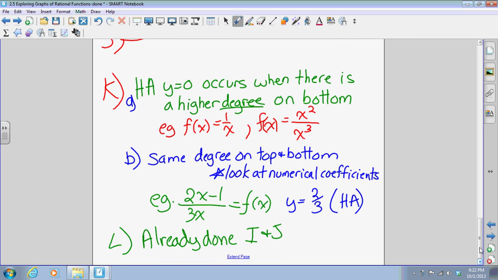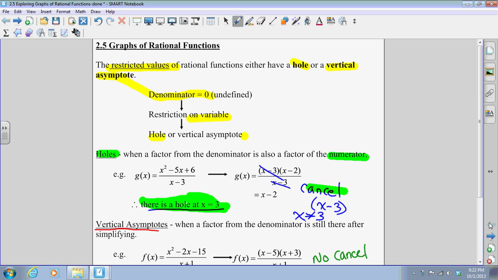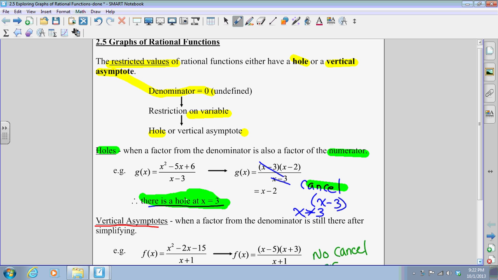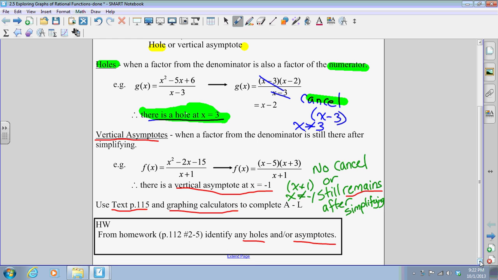Here ends, ladies and gentlemen, our lesson for 2.5. Again, I'll restate the homework. Page 112. Sorry, my page is not going down there. Keep going, keep going. Please stay with me. Thank you. For homework, page 112, numbers 2 to 5.